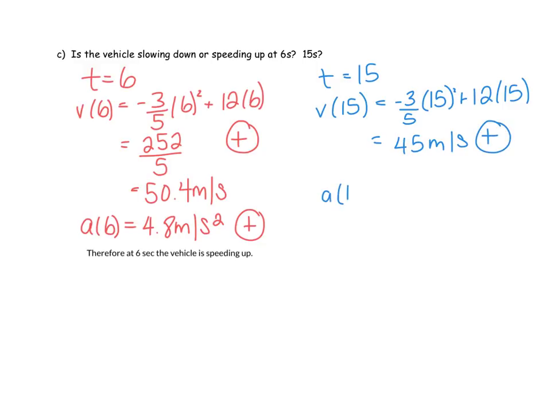And when I find my acceleration at 15, I have it equal to negative 6. And this is meters per second squared. And this is a negative value. So because they are opposite signs, we know here that we're slowing down. Therefore, at 15 seconds, the vehicle is slowing down.